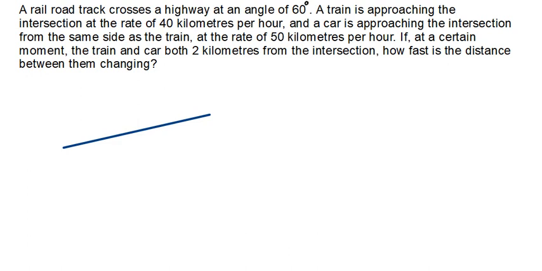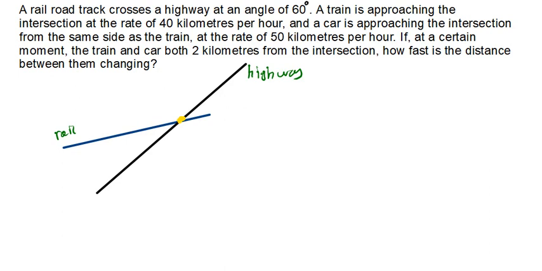So now let's assume we have the highway, like that. If we say this is our highway, then this is our rail. Then we have a train approaching the intersection. So in this case, the intersection that we are talking about is the intersection at this point. Okay, this point is our intersection.